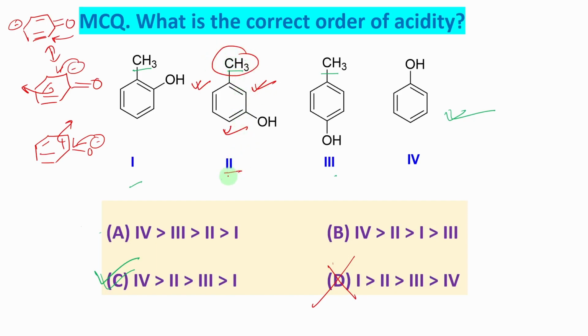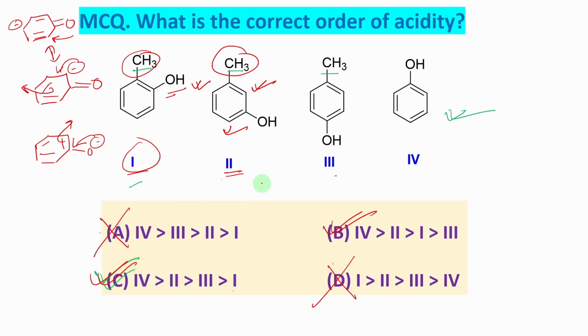So let's take option 2 as second. So first 4, second option 2. So this is gone. B: first 4, second option 2. Okay. Now your options are limited to B versus C. Now what is the next? So who should be minimum acidic? Obviously 1. Why? Because the methyl group is closer and ortho to OH. So least will be option 1 here.